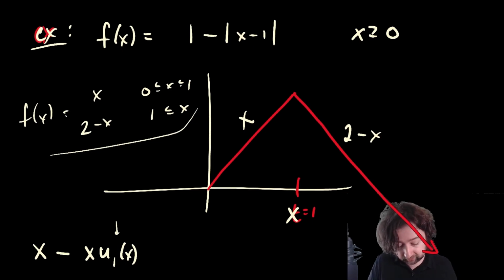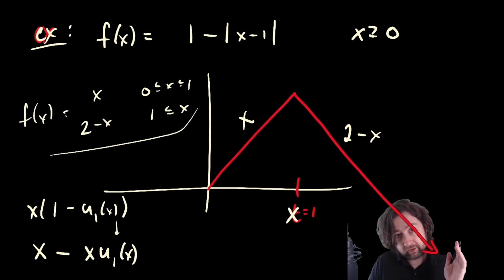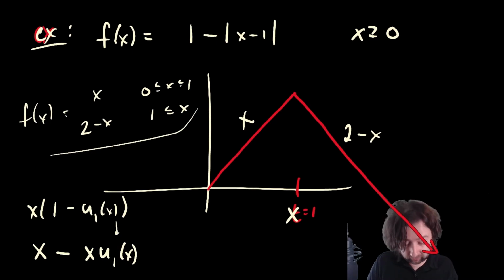Another way of thinking about this is x times 1 minus u1 of x. That is, we start with the function on, and as soon as we get to x is equal to 1, we flip a switch which subtracts that function from itself and turns it off. The next part of the function is off until we get to x is equal to 1.